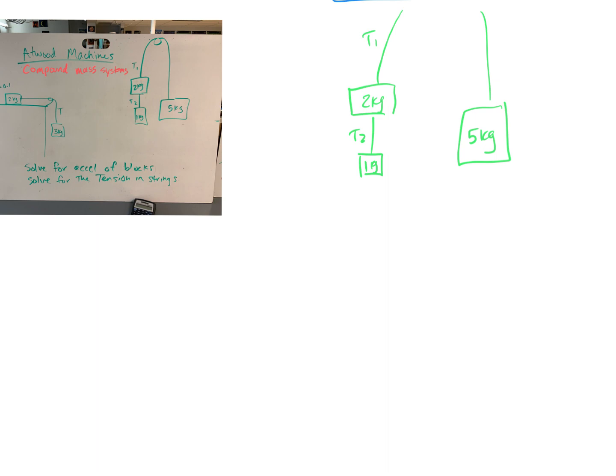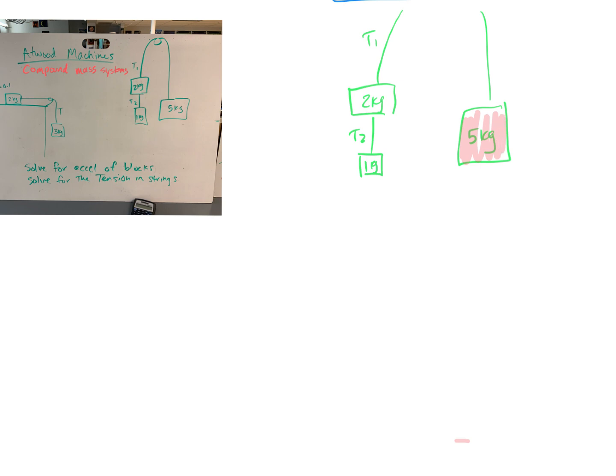In the second problem, we have two different ropes, tension 2 and tension 1. Tension 1 goes up and over the pulley and connects over to this 5 kilogram block. Our plan doesn't change from the previous problem. I have a system of mass.